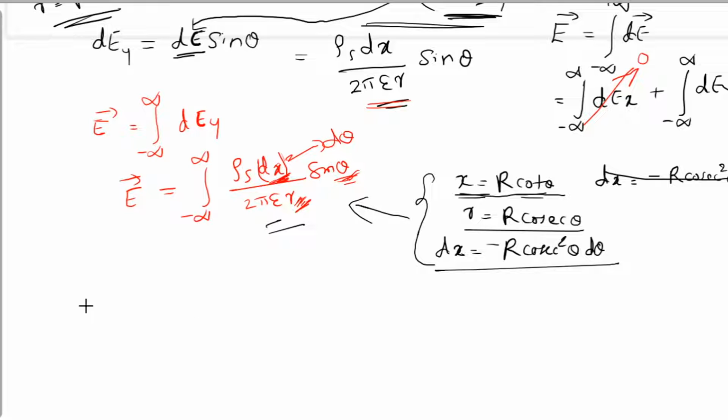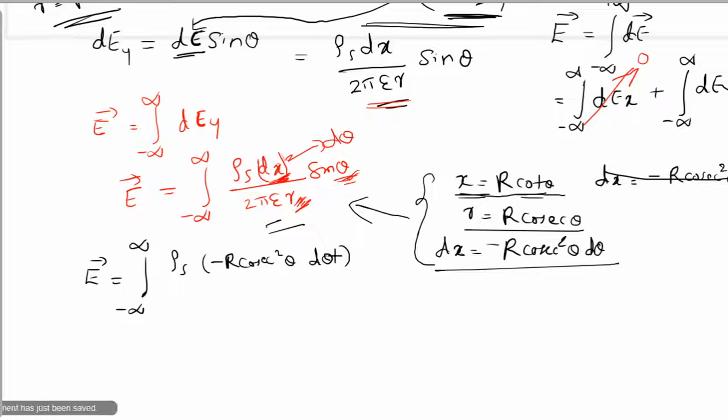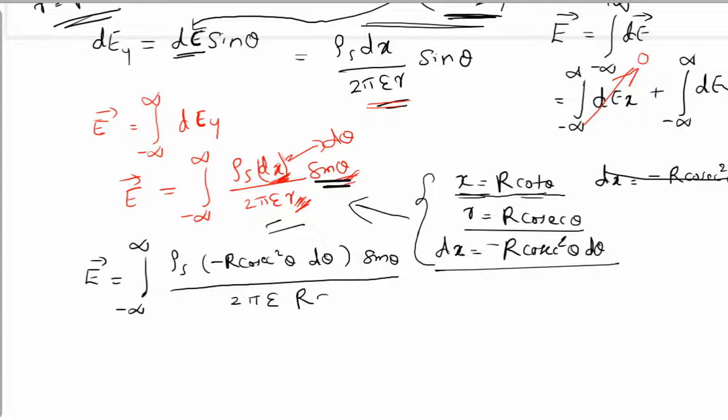Okay. Now substitute all these values back to this. So I get E vector equals integral minus infinity to plus infinity rho s dx, which is minus r cosecant square theta d theta, right? Then you have sin theta here, don't forget. Sin theta divided by 2 pi epsilon r. r is nothing but capital R cosec theta.